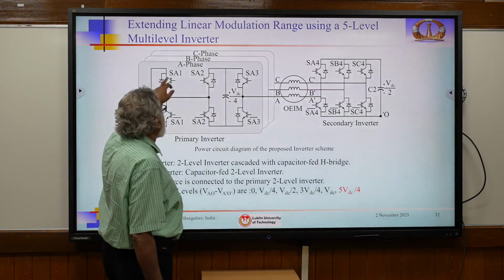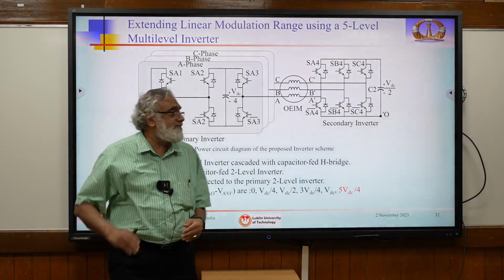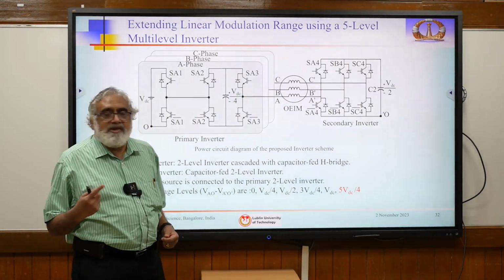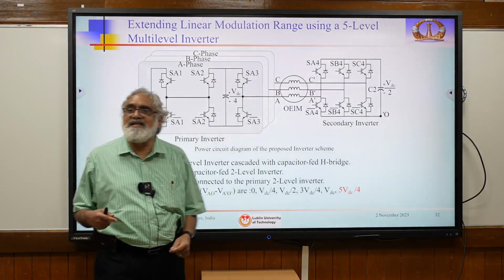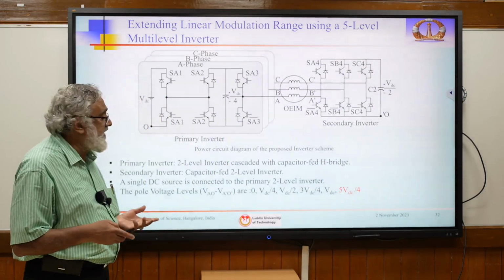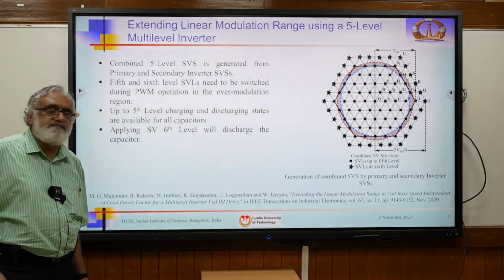But we can also have VDC plus VDC by 4. That means one more extra level is possible. But the problem is when you make it VDC plus VDC by 4, this capacitor keeps on discharging. How to control it? What is the advantage if you want to do that? Let us see.